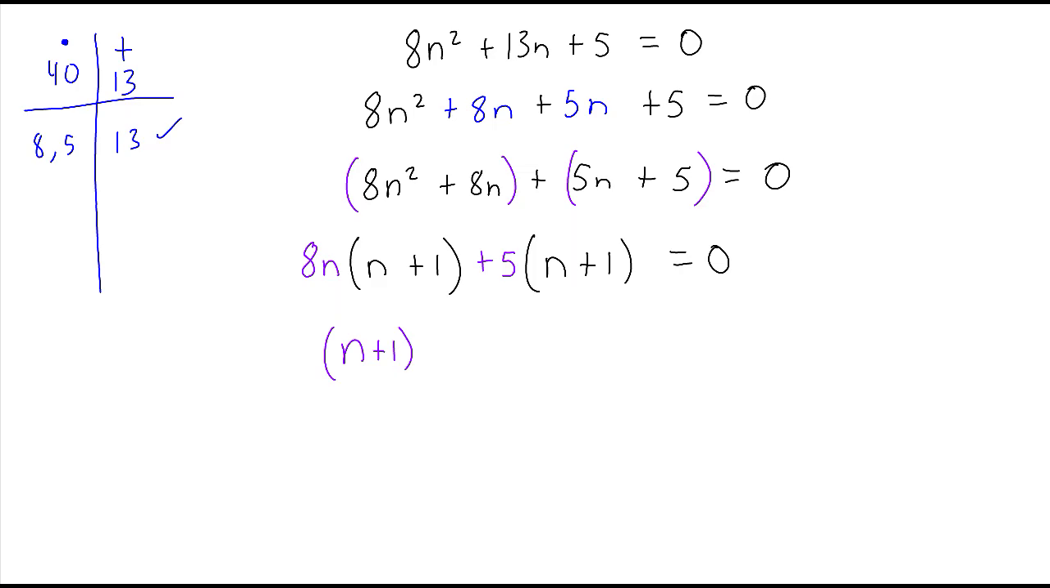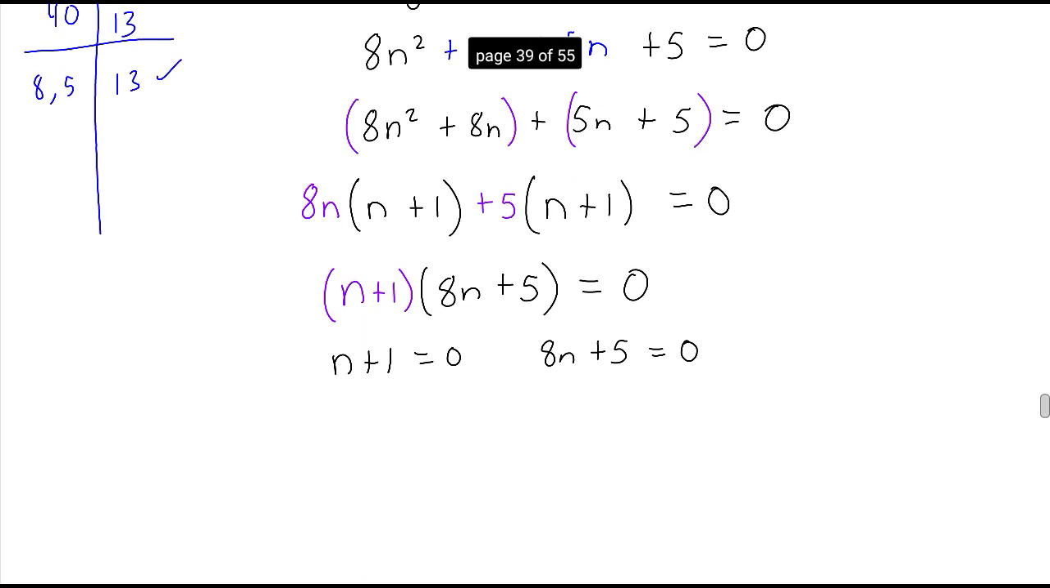If I divide out n plus 1, I'd be left with 8n. If I divide out n plus 1 here, I'm left with 5. So there we go. n plus 1 times 8n plus 5. We have factored the quadratic expression. Now, I'm going to take each part and set them equal to 0, as the zero product property says that I can.